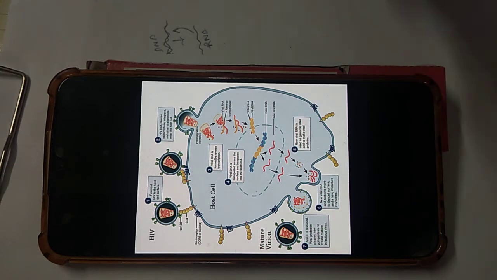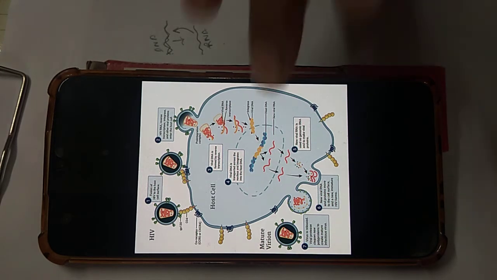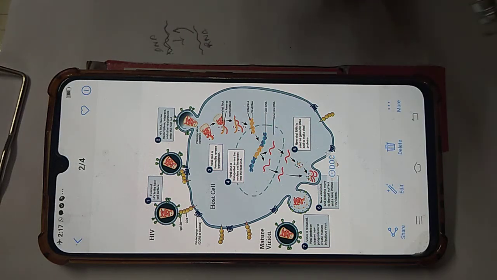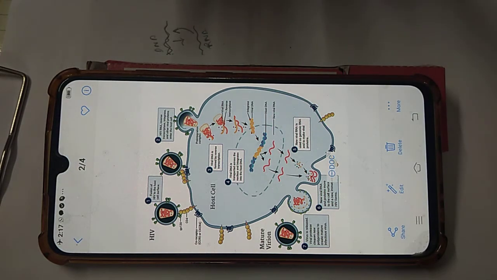Now how does it damage your immune system? You see, macrophages are part of the immune system, you know that. They will engulf the foreign body or the germs, and they will destroy the germs. So when your macrophages are damaged, your body will not be able to destroy the germs.